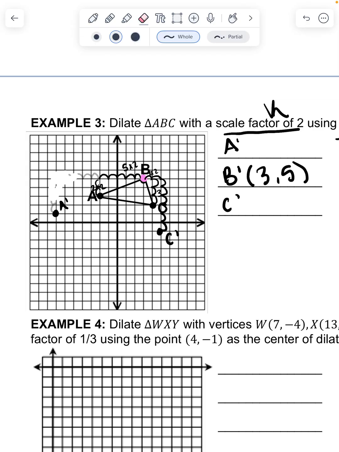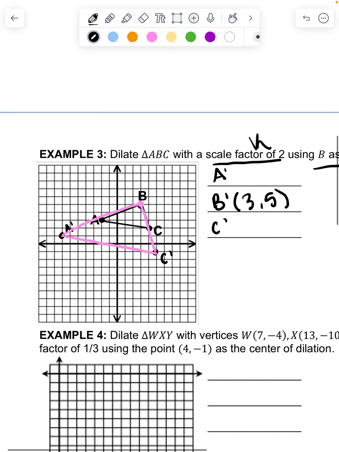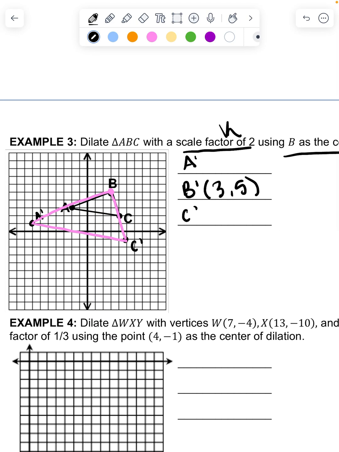All right, so I'm going to erase all of this so we can actually see what's happening here. Give me a second. Okay, so now your new figure is dilated about B, and it is still twice as large. All right, so that's the difference there. So now all you're going to do is go and find those coordinates. So A prime is going to be at -7, 1. And your C prime is now at 5, -1.